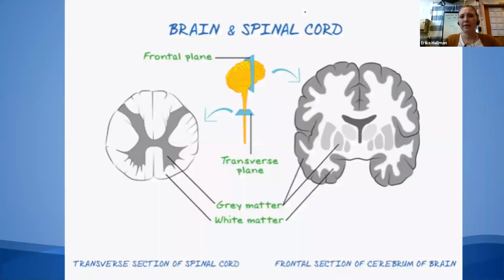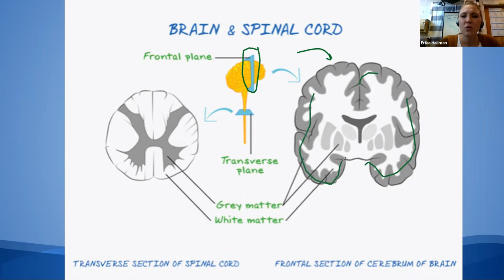And let's talk about the arrangement of that white and gray matter. So what we're looking at here is a frontal cross section of a brain. All right, so that was sliced in half, and that's what this image is here. And you can see that the gray matter is definitely on the outside part of the brain, and the white matter is on the inside. So what that means is that there is a higher concentration of cell bodies and axon terminals on the outside part of the brain. Why does that matter?